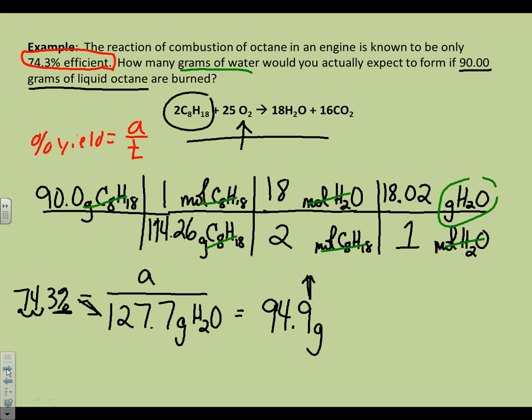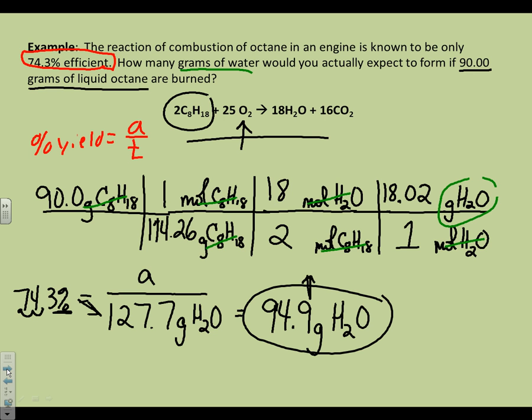94.9 grams. So, have we figured out how many grams of water we would actually expect to make? Yep, we would have gotten 94.9 grams of water if we reacted 90 grams of liquid octane. Awesome. So there's our percent yield problem. And we can jump right into something else, right?